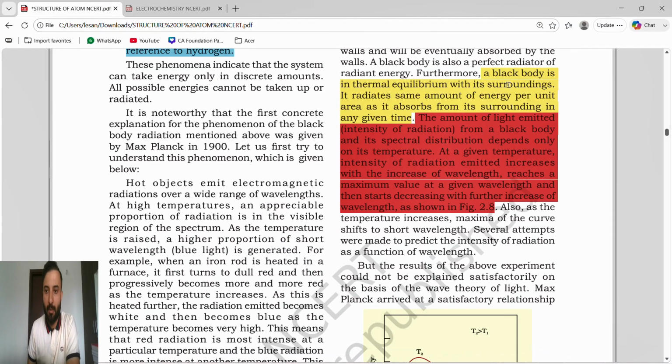A black body is in thermal equilibrium with its surrounding. It means it radiates the same amount of energy per unit area as it absorbs from its surrounding in a given time. The same thing: how much it absorbs from the surrounding, the same amount of energy is released to the surrounding. Now guys, just read it out.